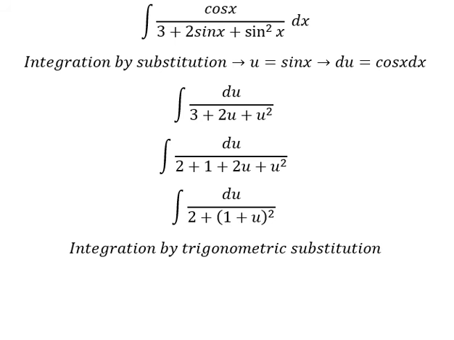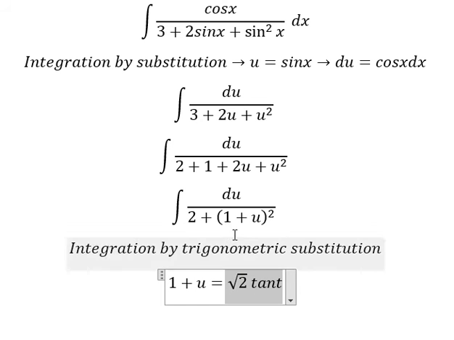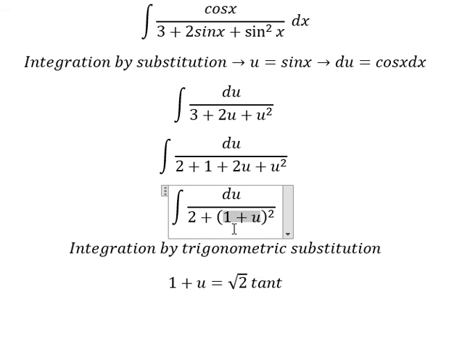So I will put 1 plus u equals the square root of 2 tan t, because if we put this one in here, you will get 2 tan t squared. Number 2 and number 2 we can factorize, 1 plus tan t squared. After factorization, we change it to secant of t squared, and later we simplify by du.